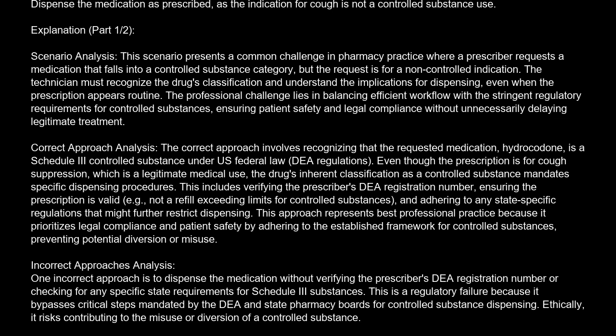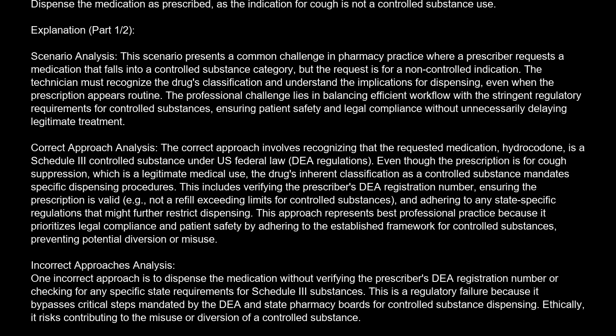Explanation. Scenario analysis. This scenario presents a common challenge in pharmacy practice where a prescriber requests a medication that falls into a controlled substance category, but the request is for a non-controlled indication. The technician must recognize the drug's classification and understand the implications for dispensing, even when the prescription appears routine. The professional challenge lies in balancing efficient workflow with the stringent regulatory requirements for controlled substances, ensuring patient safety and legal compliance without unnecessarily delaying legitimate treatment.